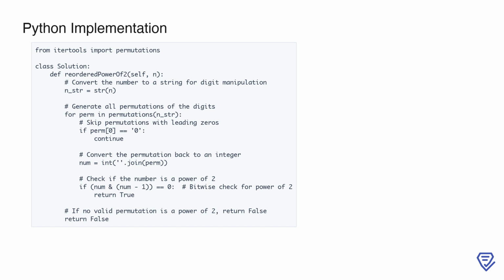The next step is to check if this number is a power of 2. For this, we use the bitwise property of powers of 2. A number is a power of 2 if number and number minus 1 equals 0. This condition ensures that there is only one bit in the binary representation of the number. If we find a permutation that satisfies the power of 2 condition, we immediately return true. If no such permutation exists, the function returns false after exhausting all possibilities. This approach ensures a comprehensive search of all permutations while efficiently checking for powers of 2 using bitwise operations.